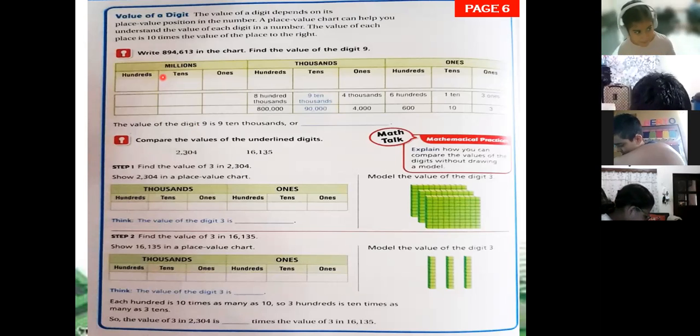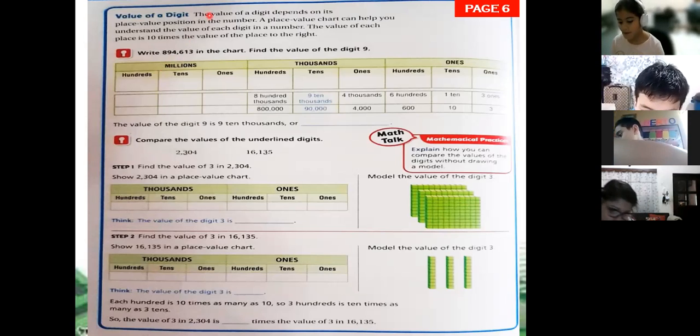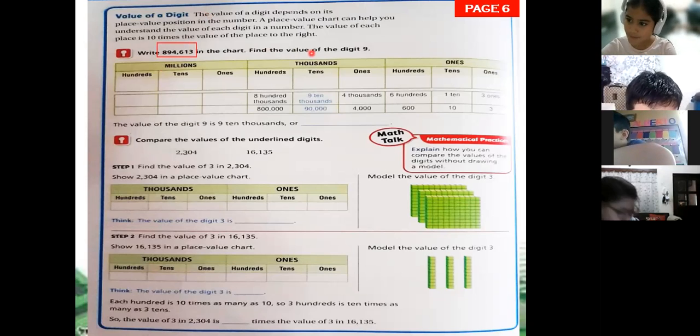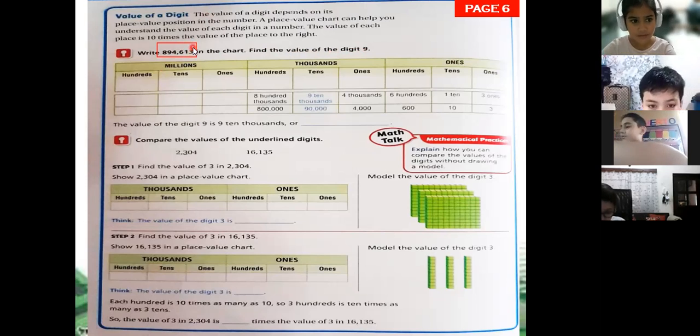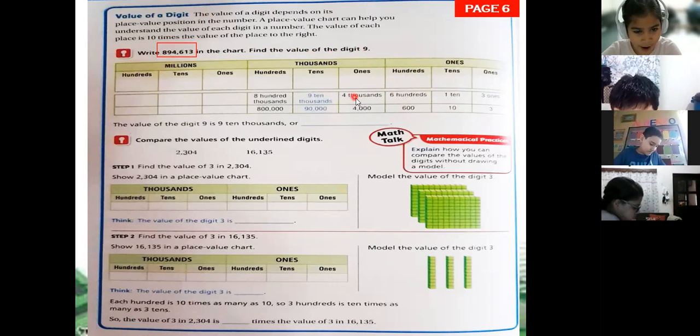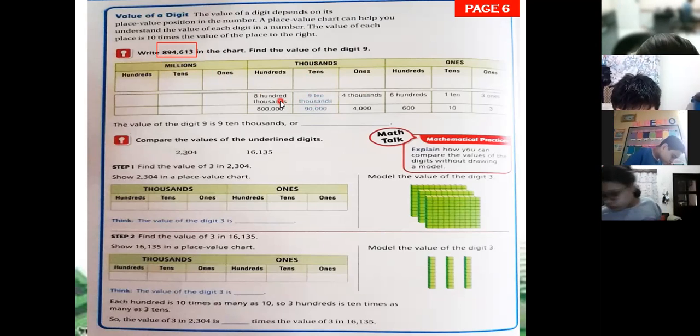So for example, number 1, it says, write 894,613. That's number 1, the first amount that we have in the chart. Find the value of the digit 9. So we start representing this number. We know the number 3, we have 3 ones. We have 1, that's 10. We have 6, it's on the hundreds. Number 4, it's on the ones of the thousands. We start a new period. This is on the thousands. So we start with the thousands. 9, it's on the 10,000s. And 8, it's on the 800,000s.